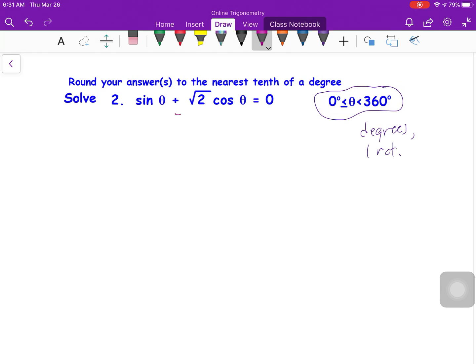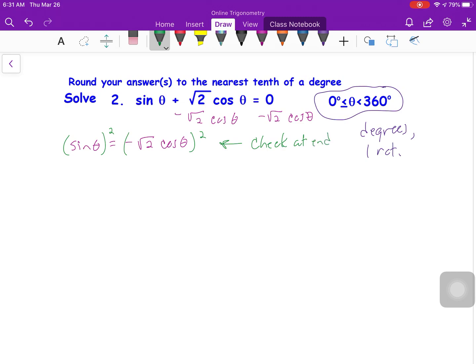I'll separate these by subtracting the square root of 2 cosine theta on both sides. And that will leave me with sine of theta on the left and negative square root of 2 cosine of theta on the right. And now we're going to square both sides. Now, that's going to necessitate we check at the end. On the left side, we'll have sine squared of theta. On the right side, squaring a negative square root of 2 just becomes 2, and then cosine squared theta.